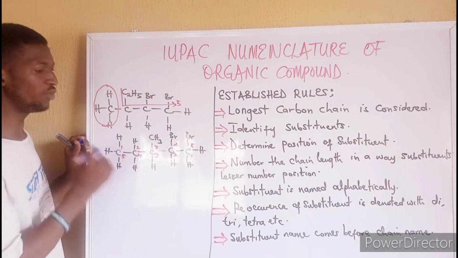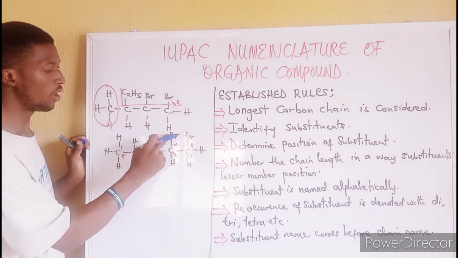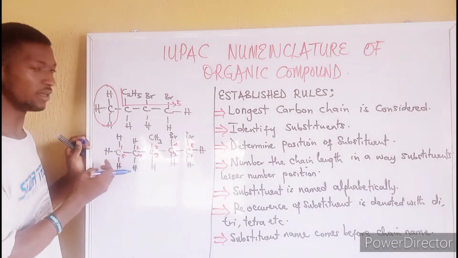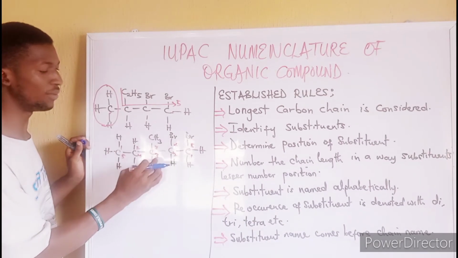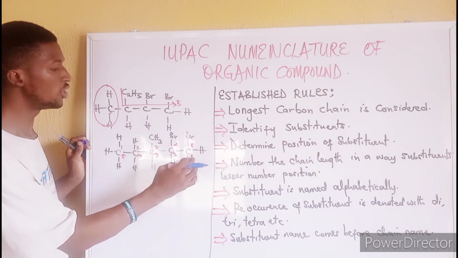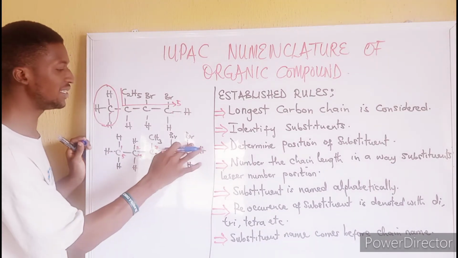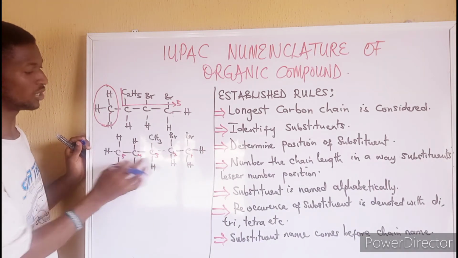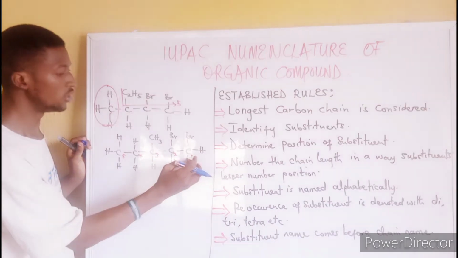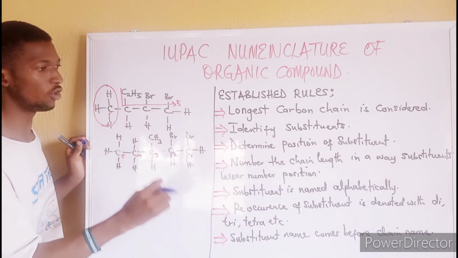When I number in this way, you realize that this methyl group here is taking position 3, the bromine here is taking position 4, the bromine here is taking position 5. However, if I'm going in this backward manner, the methyl here will be taking position 3, the bromine here will be taking position 2, and the bromine here will be taking position 1. So which one is lesser? 1, 2, 3 is lesser than 3, 4, 5, isn't it? So in that case, we will rule out the forward numbering. So now let's take this backward numbering, because it gives the substituents a lesser value. So the next rule states that you number the chain in a way that substituents take the lesser number positions.